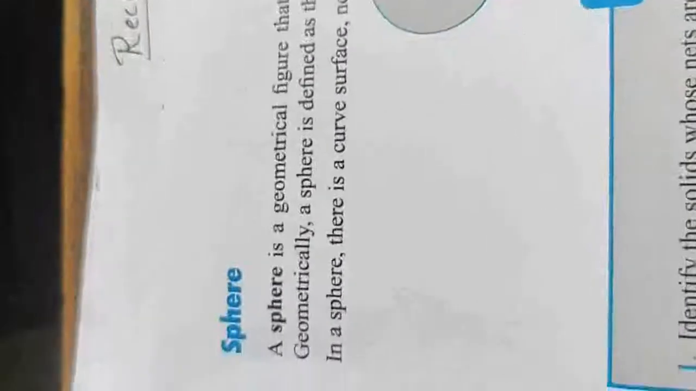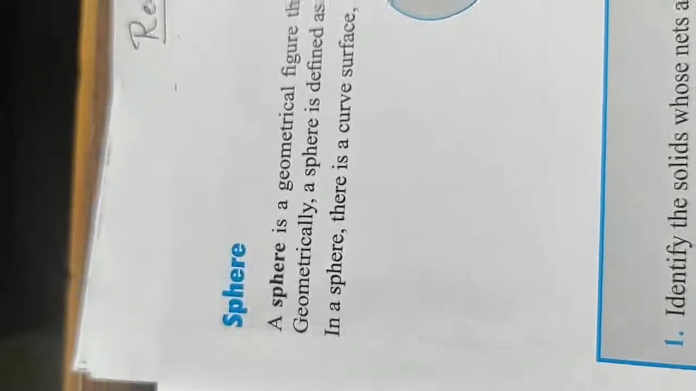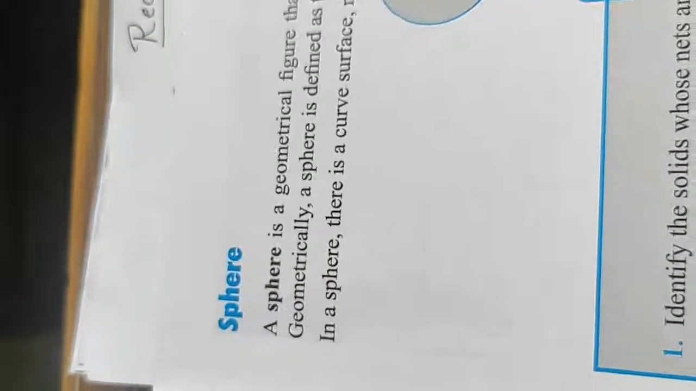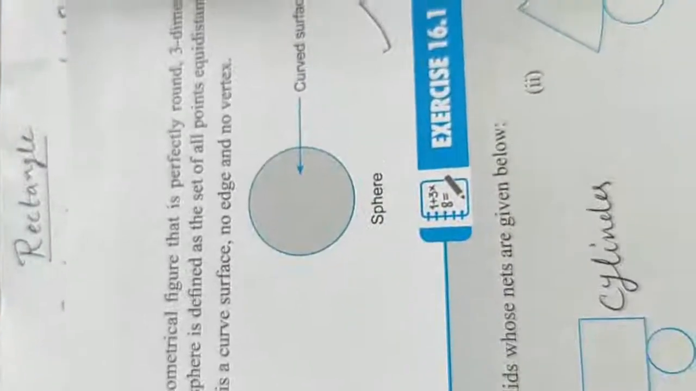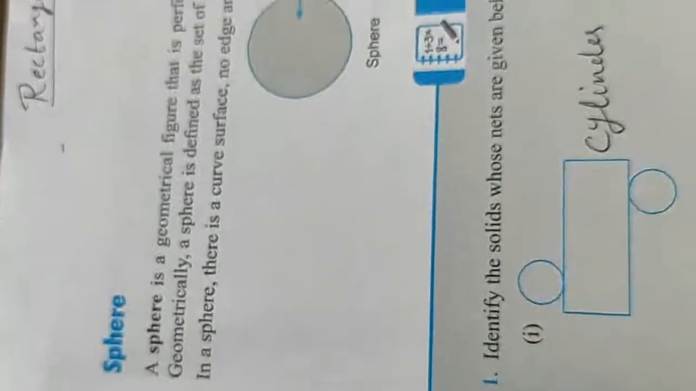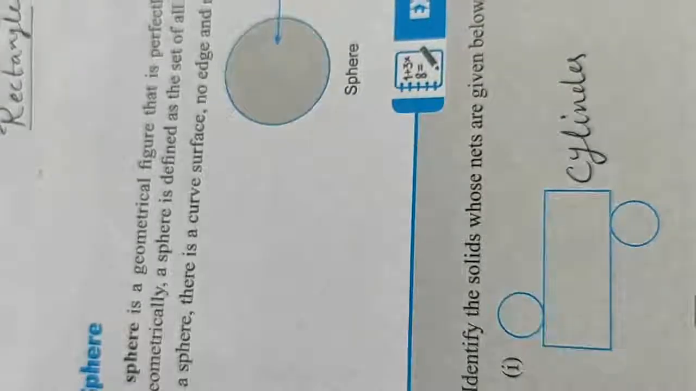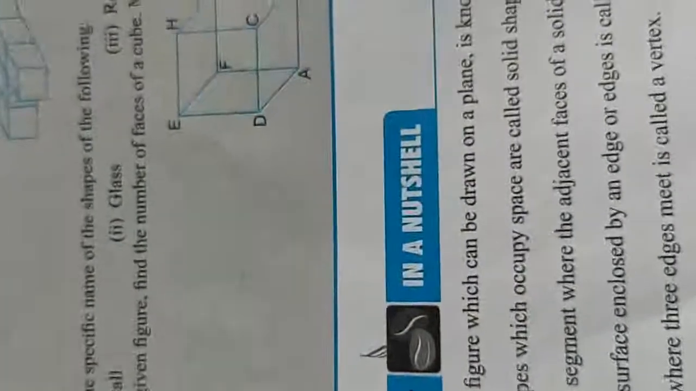Next is sphere. A sphere is a geometrical figure that is perfectly round, three-dimensional and circular like a ball. Geometrically, a sphere is defined as the set of all points equidistant from a single point in space. In sphere, there is a curved surface, no edge, no vertex. Now we will see main points of this chapter.